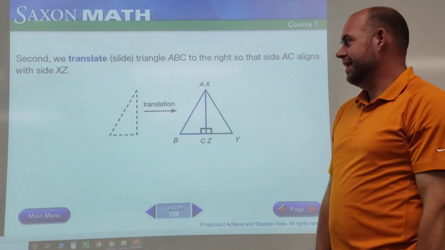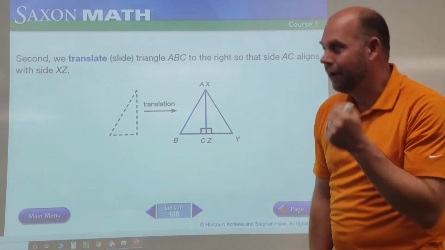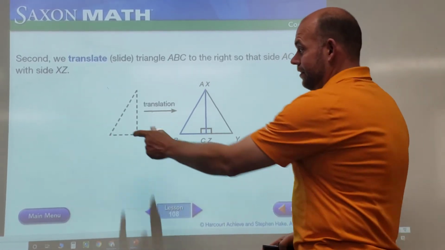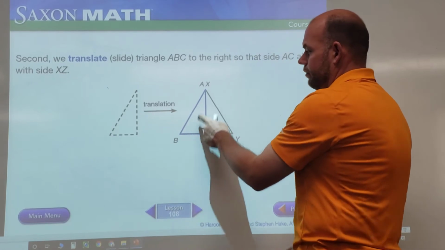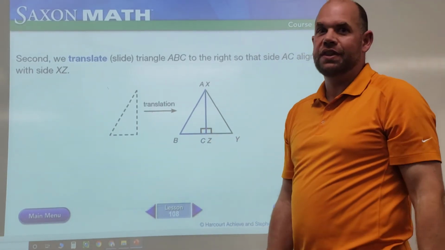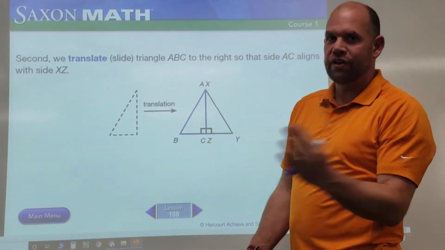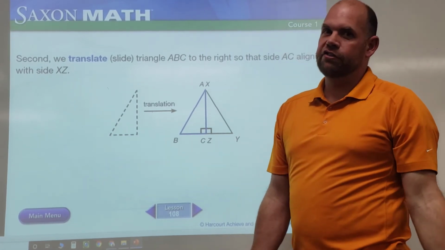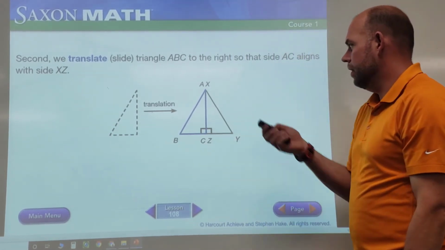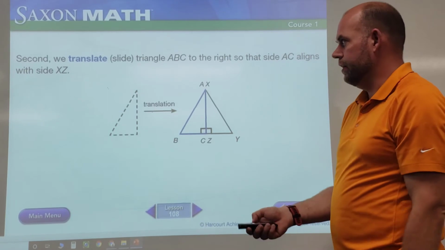We will translate it. Oh, first we have to move it over, I forgot. So let's translate it first. That's just taking it and squishing it over so it's right next to the other triangle. So that's just the process of moving it or sliding it over. That's translation. So we translate the triangle ABC first.